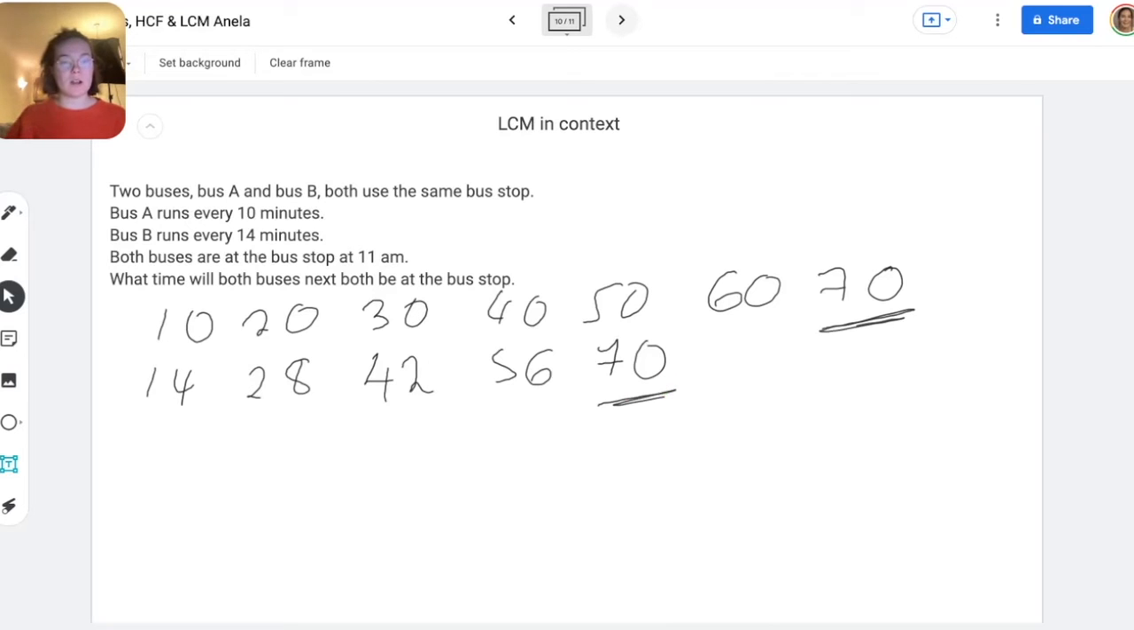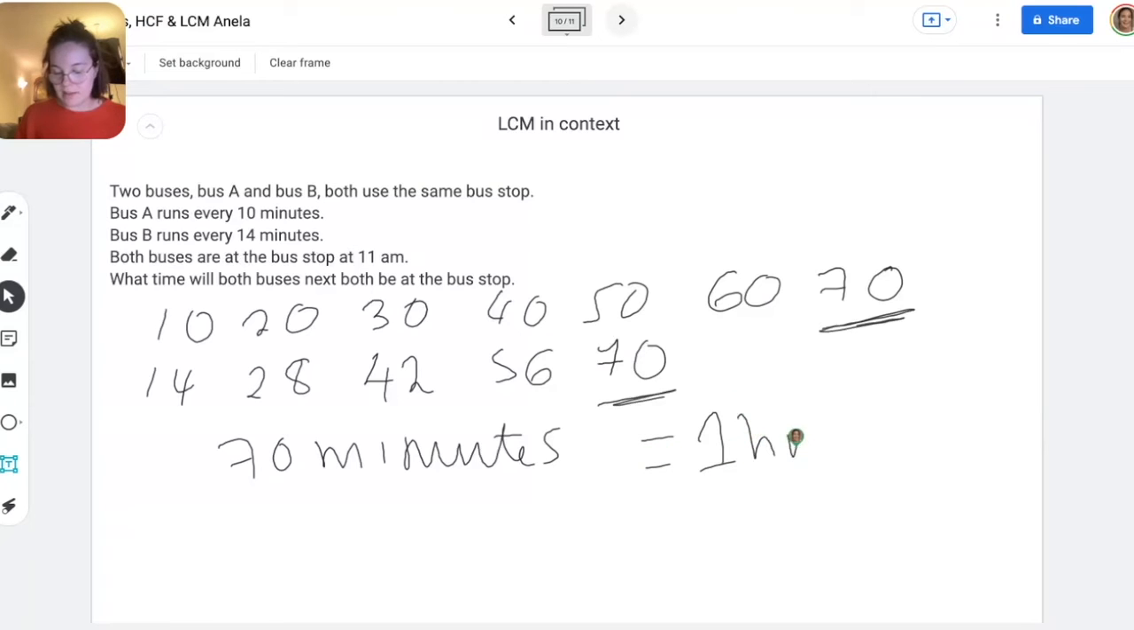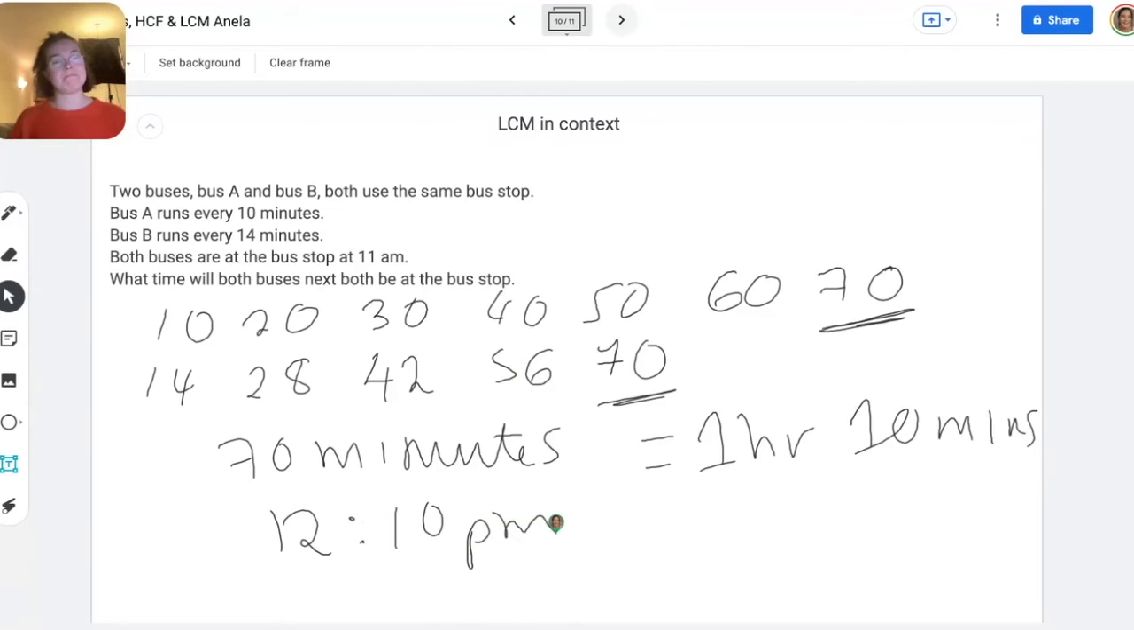Now we need to put that into context of the question. As we're looking at 10 minutes and 14 minutes, the lowest common multiple is 70 minutes. So if both buses are at the bus stop at 11 a.m., we want to know when the buses are next at the bus stop. 70 minutes is the same as 1 hour and 10 minutes. So that means they must be at the bus stop together at 12:10 p.m.